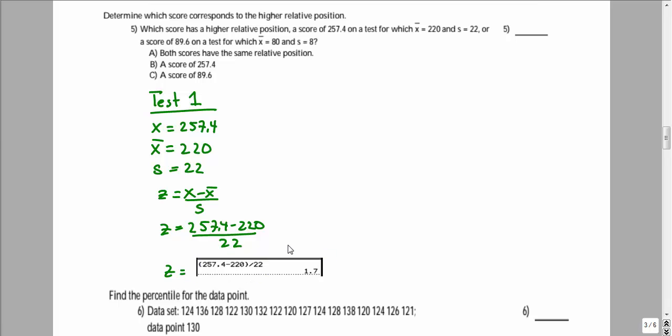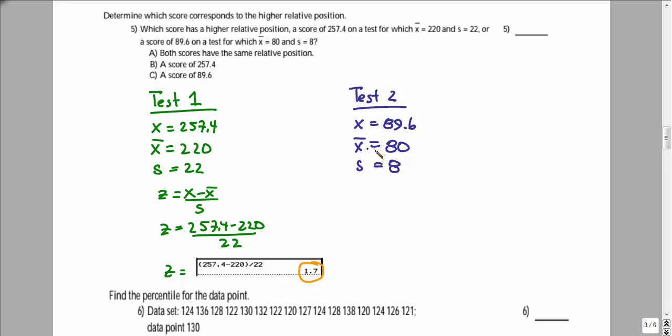Okay, so that means for this one, I'm 1.7 standard deviations above the mean. So that's for test 1. Let's go ahead and do the same thing for test 2, and then we'll compare. So for test 2, I get an 89.6. But on this test, the average is 80, and the standard deviation is 8.